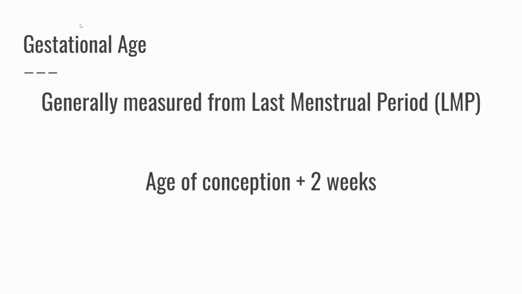So we'll talk about a few definitions before we get started. One of those is gestational age. This is generally measured from the first day of the last menstrual period. And since ovulation is generally 2 weeks after the first day of the last menstrual period, you can consider this gestational age to be the age of conception plus 2 weeks.